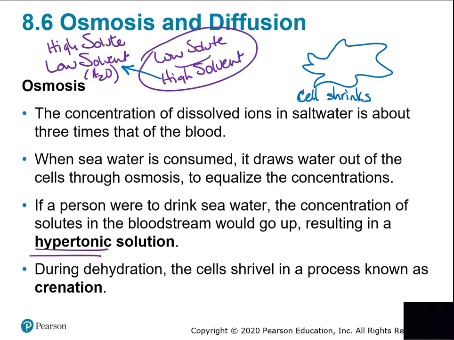They call that crenation. This is what would happen if you drank seawater. If you were drinking seawater, you would be ingesting very high salt. So the concentration of salt outside of your blood cells would go up. And that would actually cause the cells in your blood to lose water and shrink up. So just remember this analogy of the potato.